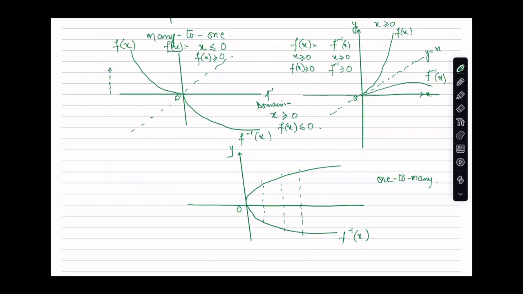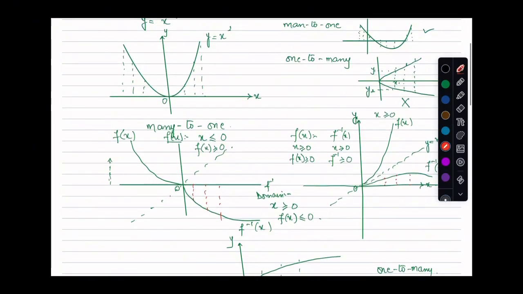So if I combine the two, what I can see is that this is giving me a one-to-many function, and a one-to-many function does not fall in the category of a function. I can see that there are two values of y corresponding to one value of x. So such functions are not possible. That means the inverse of a quadratic function is not possible there.